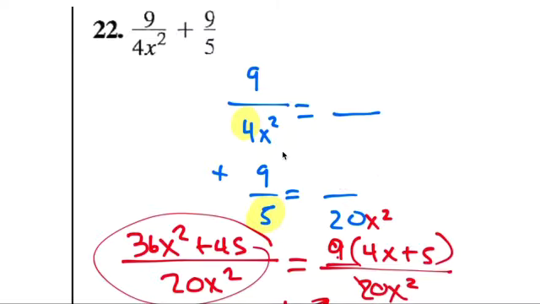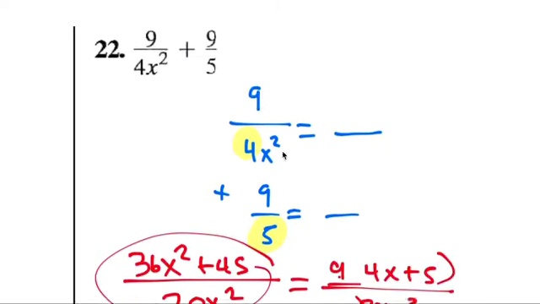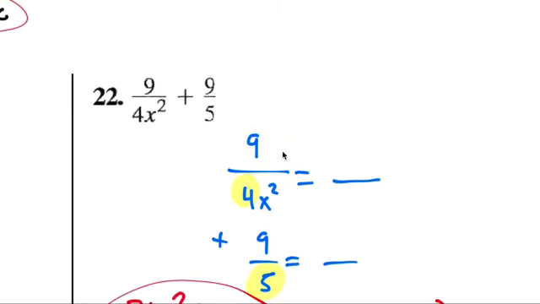Common denominator, take the numbers first. Which is 20. 4 times 5 is 20. The only common denominator is 20. And then your highest x is x squared. In order to get from 5 to 20, you have to times it by 4x squared.